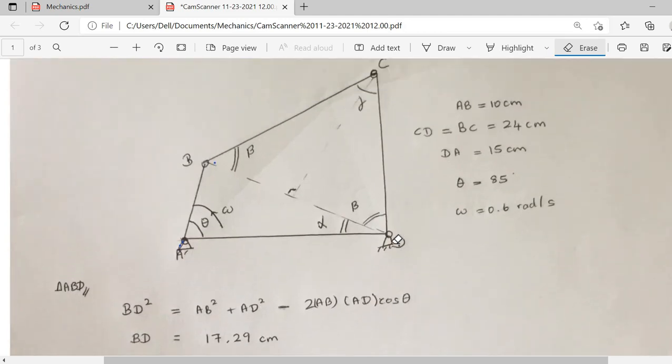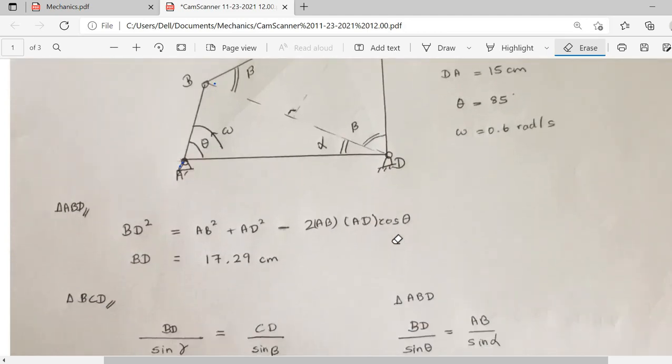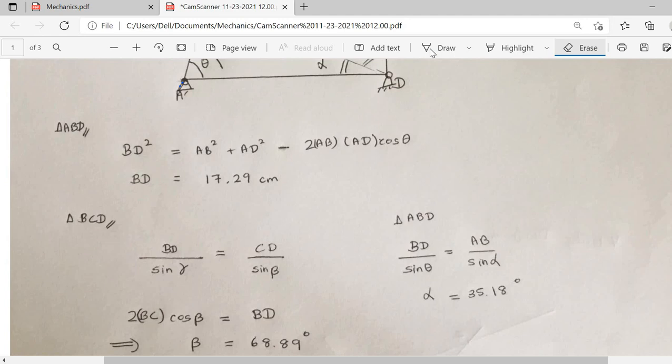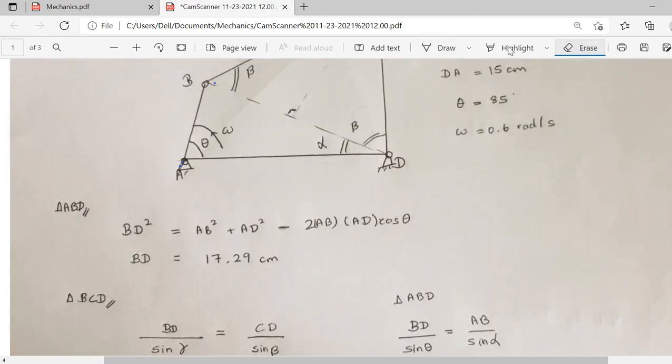After that, we can use the sine rule and find the relationship between this alpha and this theta. For that, I have marked over here. So BD over sine theta, as you can see in this triangle, would be equal to BA over sine alpha. So it's a direct sine rule.